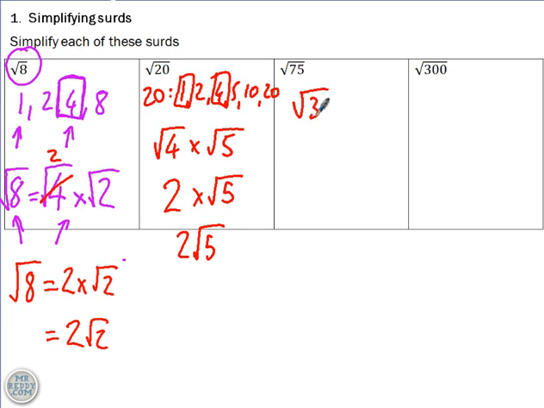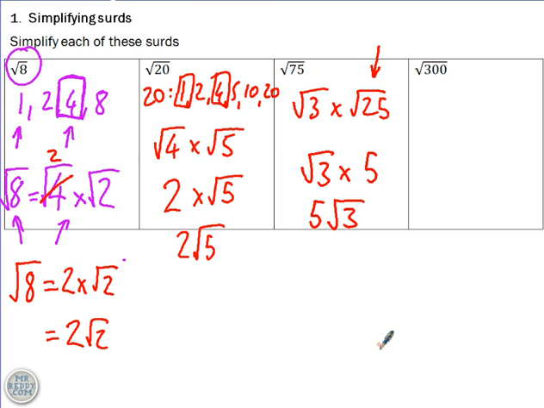Square root 3 times square root 25. How did I get to that? I know my square numbers pretty well. I chose an obvious one like 25 as a factor of 75 and multiplied it by 3 to make 75. Okay, square root of 3 is not a pretty number, but the square root of 25 is. So to rearrange that, I would put 5 on the left hand side and then the square root of 3 there. So that's 5 root 3.